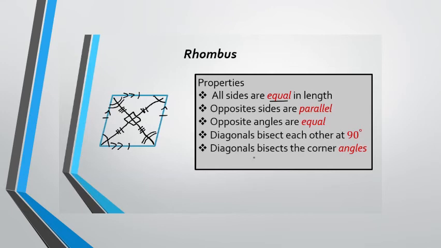Now the last one, bisect the corners, angles. Bisect means cutting in half. Now I have to be careful. That means that this angle and that angle must be the same. But remember, the opposite angles are also to be the same. So if I cut that one in half, it means that this one here also will be the same value.